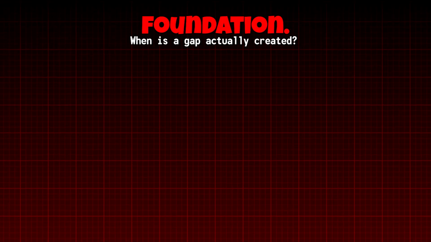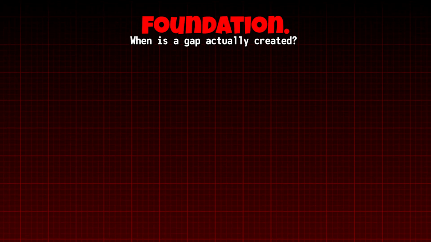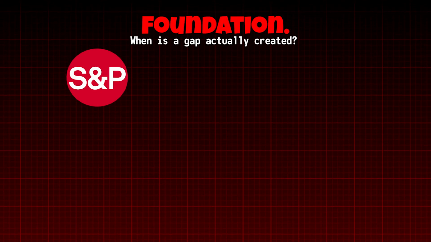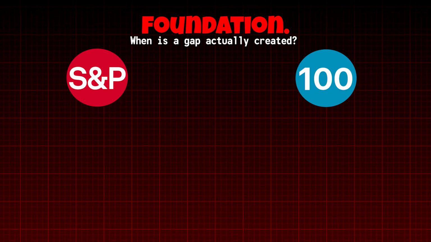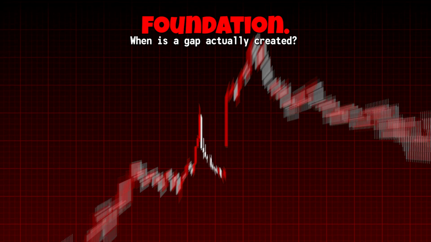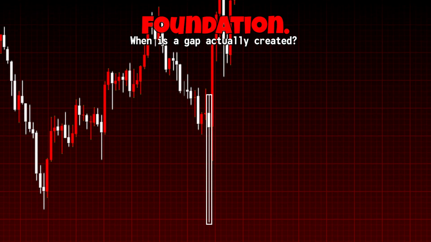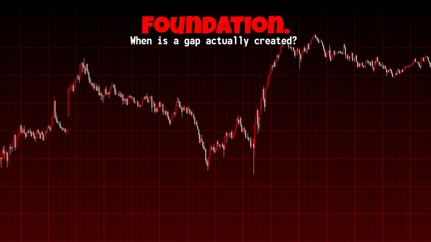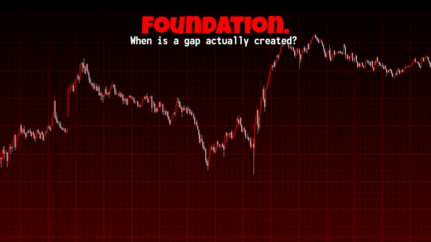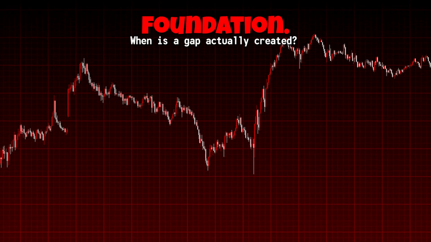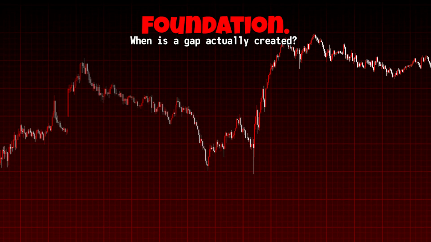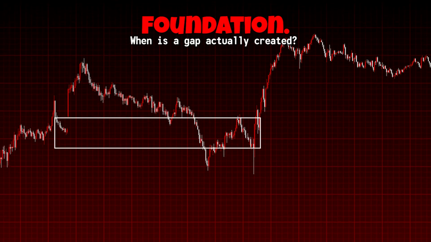Let's start with the foundation. When is a gap actually created? On U.S. index futures like the S&P 500 and the Nasdaq, a gap forms between the previous New York session close and the next session's open. The New York close represents the final accepted price of the day. When the market reopens the following session at a different price level, that difference creates the gap.